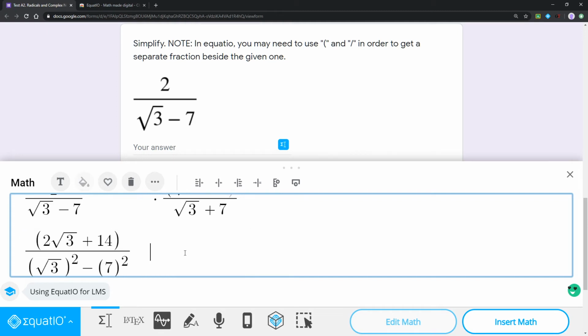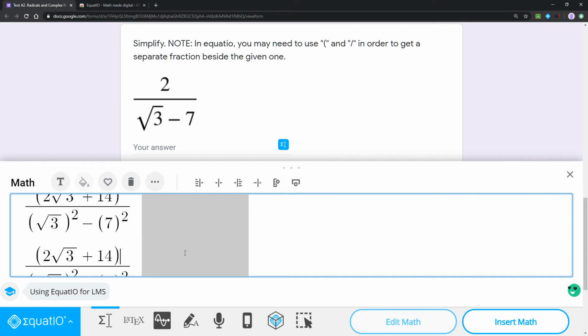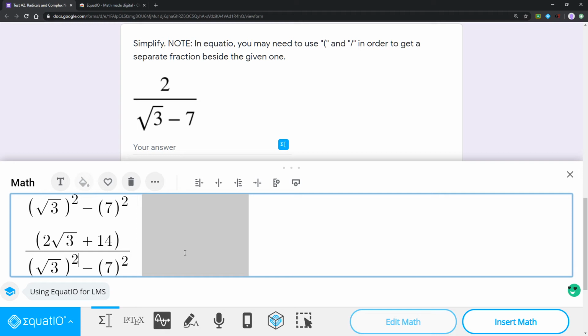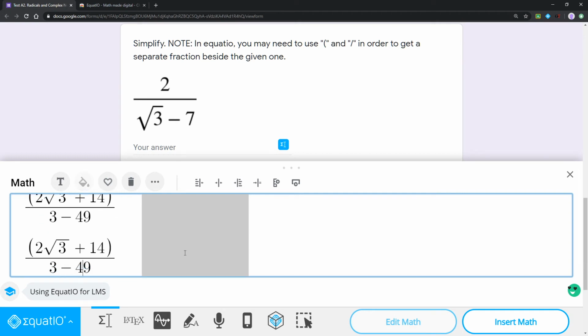Making my Minecraft villager kind of noises again. Notice I ended up just copying and pasting, Control-C, Control-V, to get that whole thing again. And I'm going to just simplify it from here. So root 3 squared is just plain old 3. Plain old 7 squared is 49. Let's see. So I copied and pasted. 3 minus 49 is negative 46.